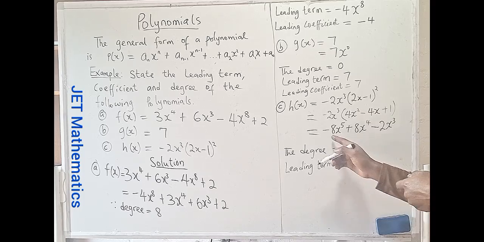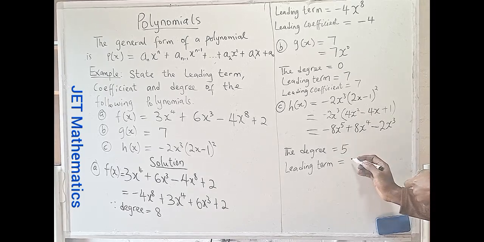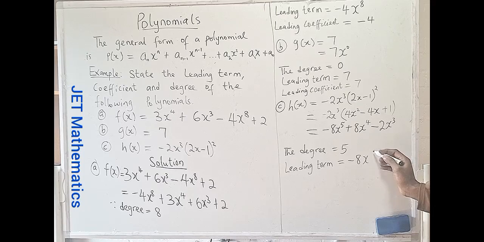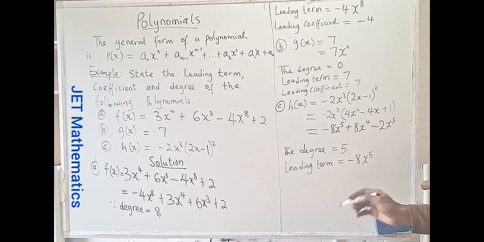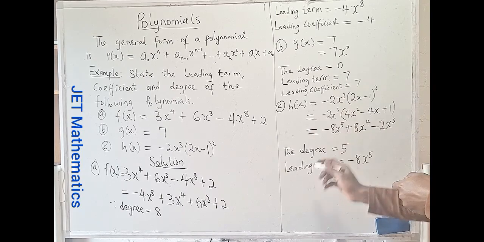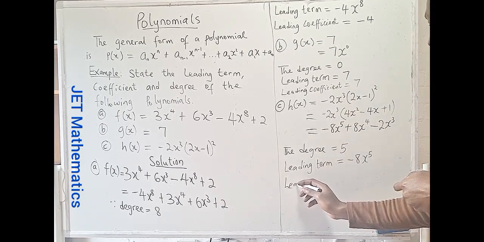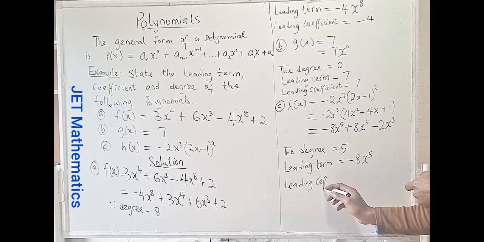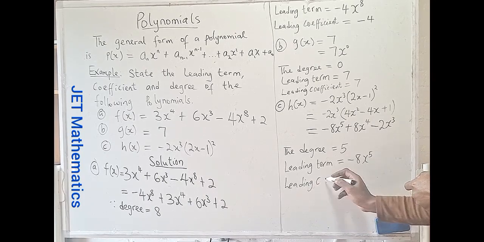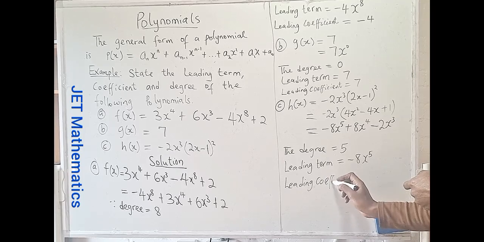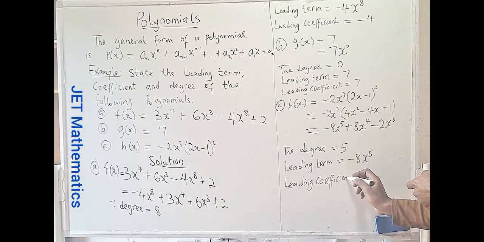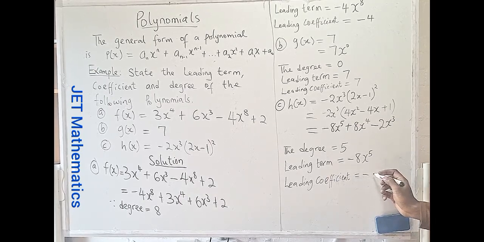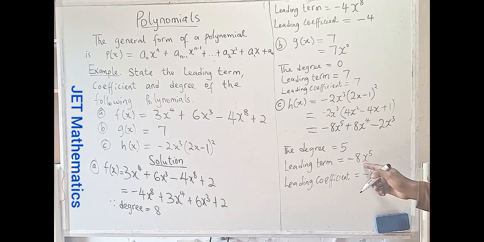The leading term is the term with the degree, so that's minus 8x raised to the power of 5. And then lastly, the leading coefficient is equal to minus 8, which is the coefficient of x raised to the power of 5.